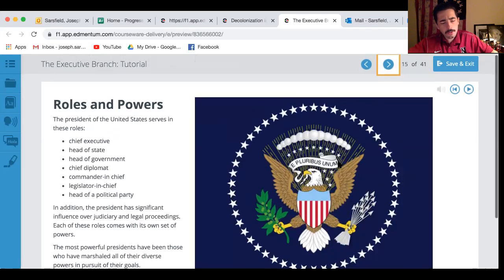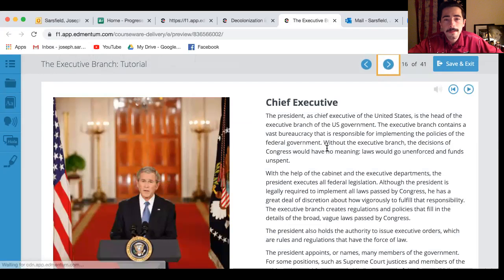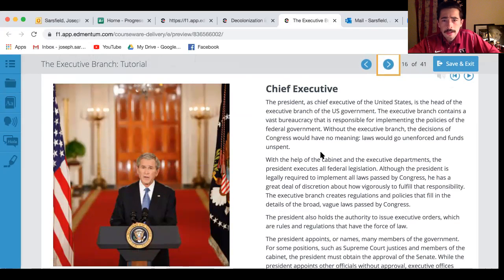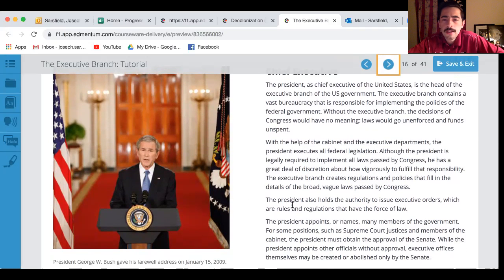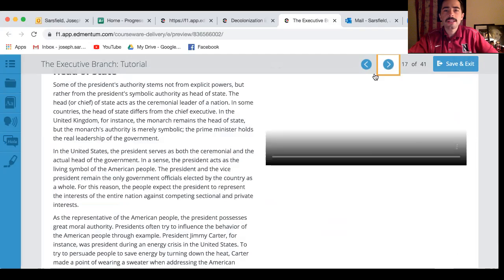All right, roles and powers of the presidency. We talked about all of these in depth in class. I'm going to go over those one more time. So the chief executive is the head of the executive branch. The executive branch enforces and carries out the law. This picture of George W. Bush on slide 16 shows that he is the head of the entire government. All right, so that's what that slide is saying.